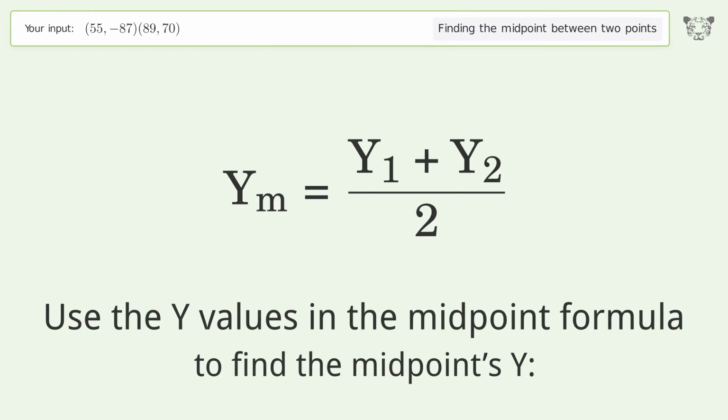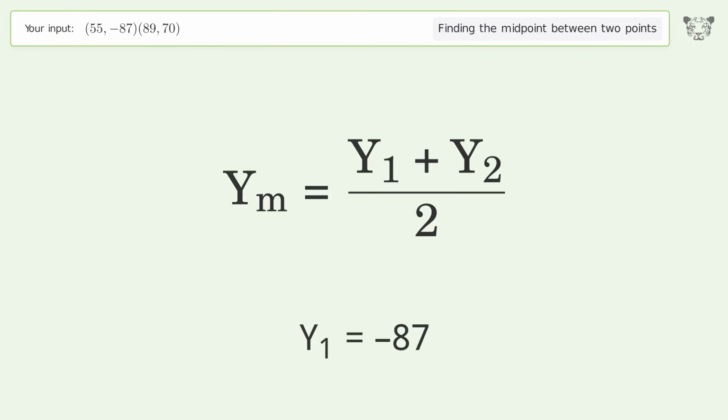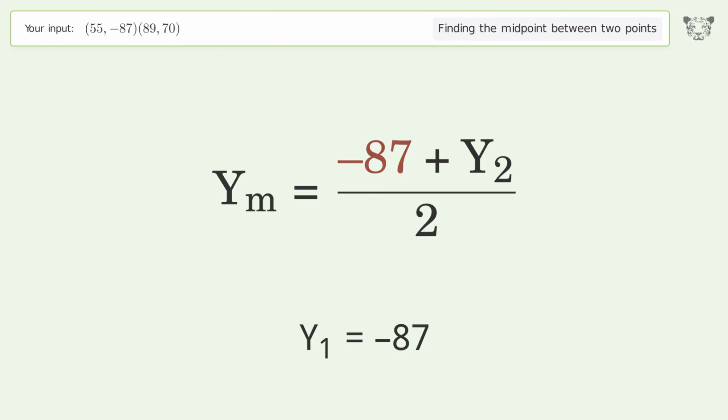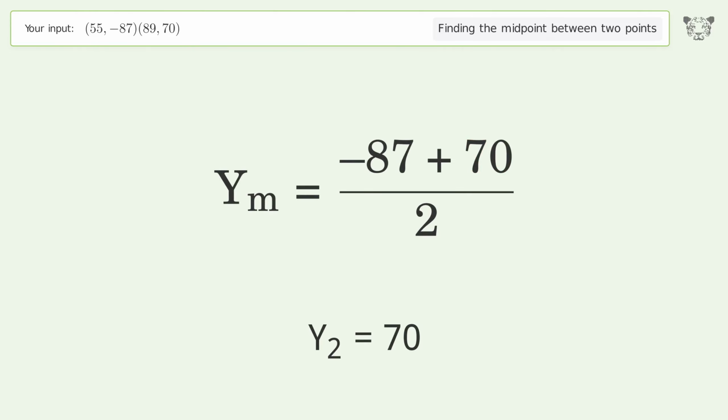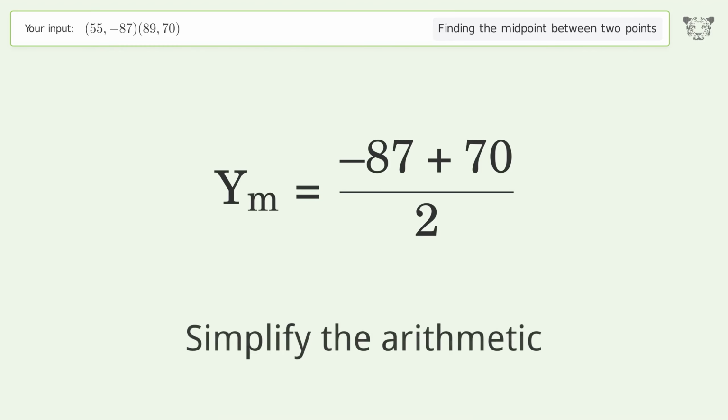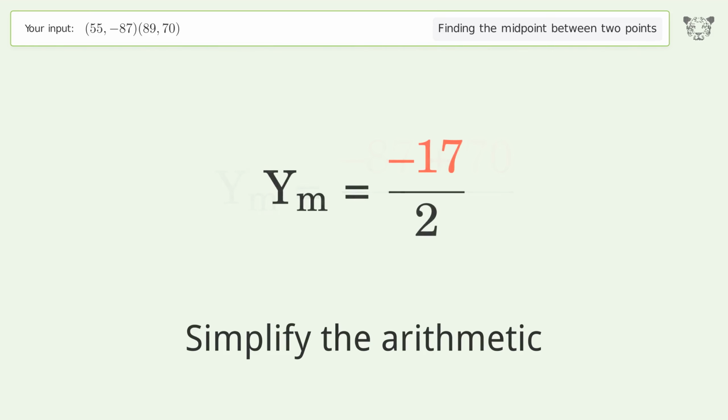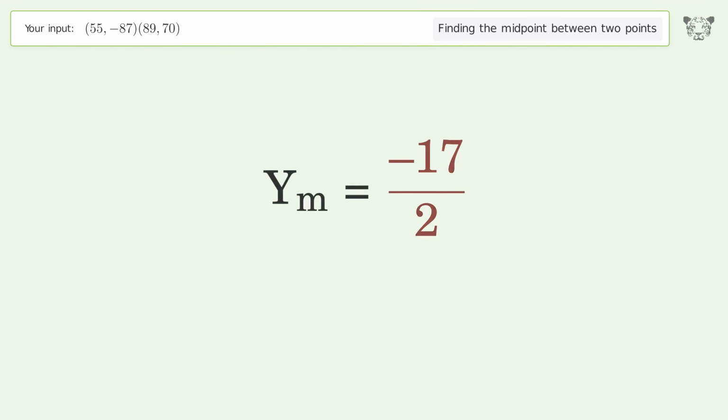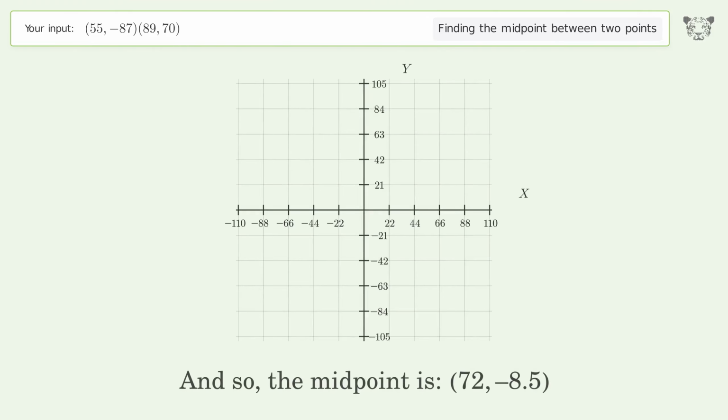Use the y values in the midpoint formula to find the midpoint's y. y1 equals -87. y2 equals 70. Simplify the arithmetic. And so, the midpoint is 72, -8.5.